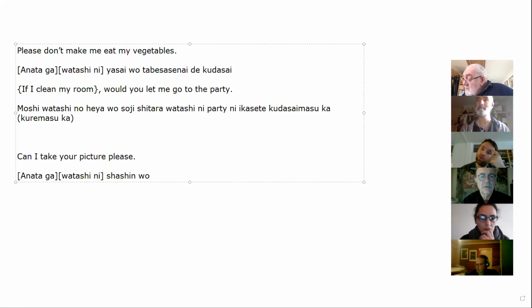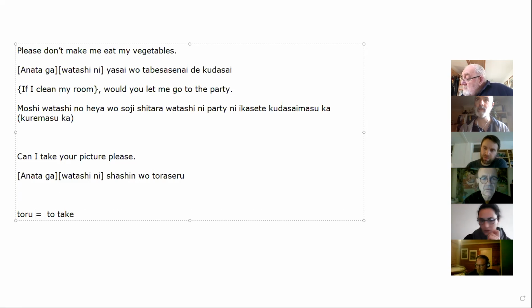Taking picture? Toru is the infinitive, which means to take. And it's group one, like ikaseru. Toraseru? Good. Toraseru is the infinitive. And then to turn it into a request, you could say torasemasu ka. This is actually a fine way of asking a request.